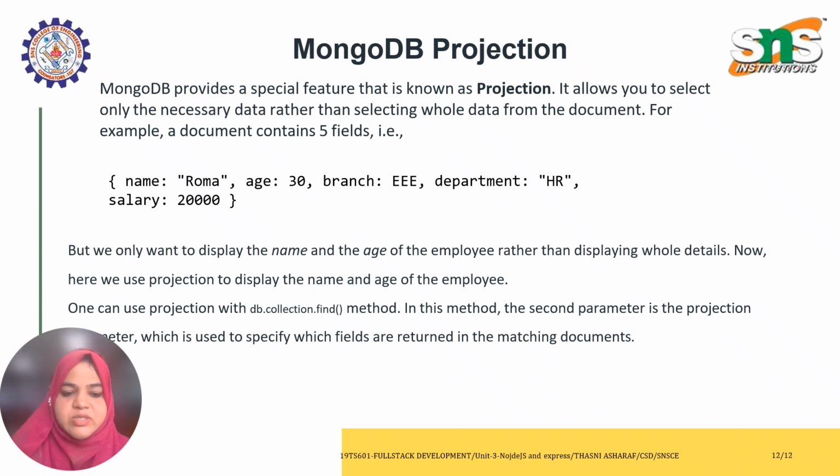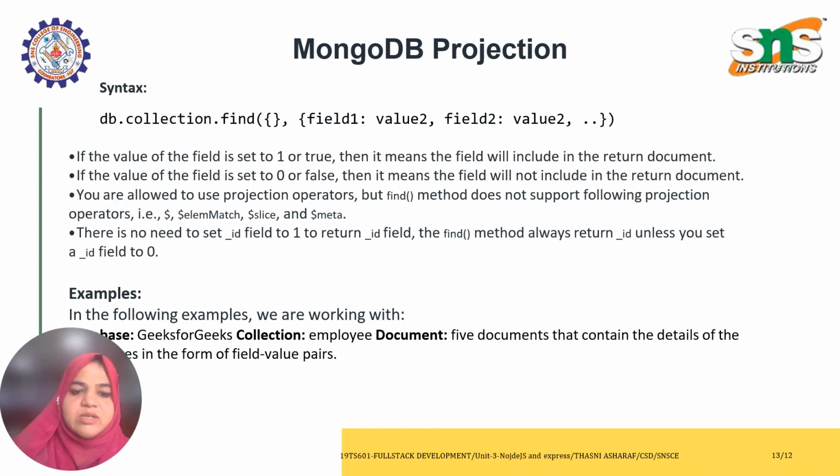One can use the projection method with db.collection.find. In the second parameter, you have to mention which fields you are going to return in the matching document. Here is the syntax: db.collection.find, with field1 and field2. If the value is set to 1, which is true, it will return the field. If the value is set to 0, which is false, it will not return the field. This is the example for a collection of data.